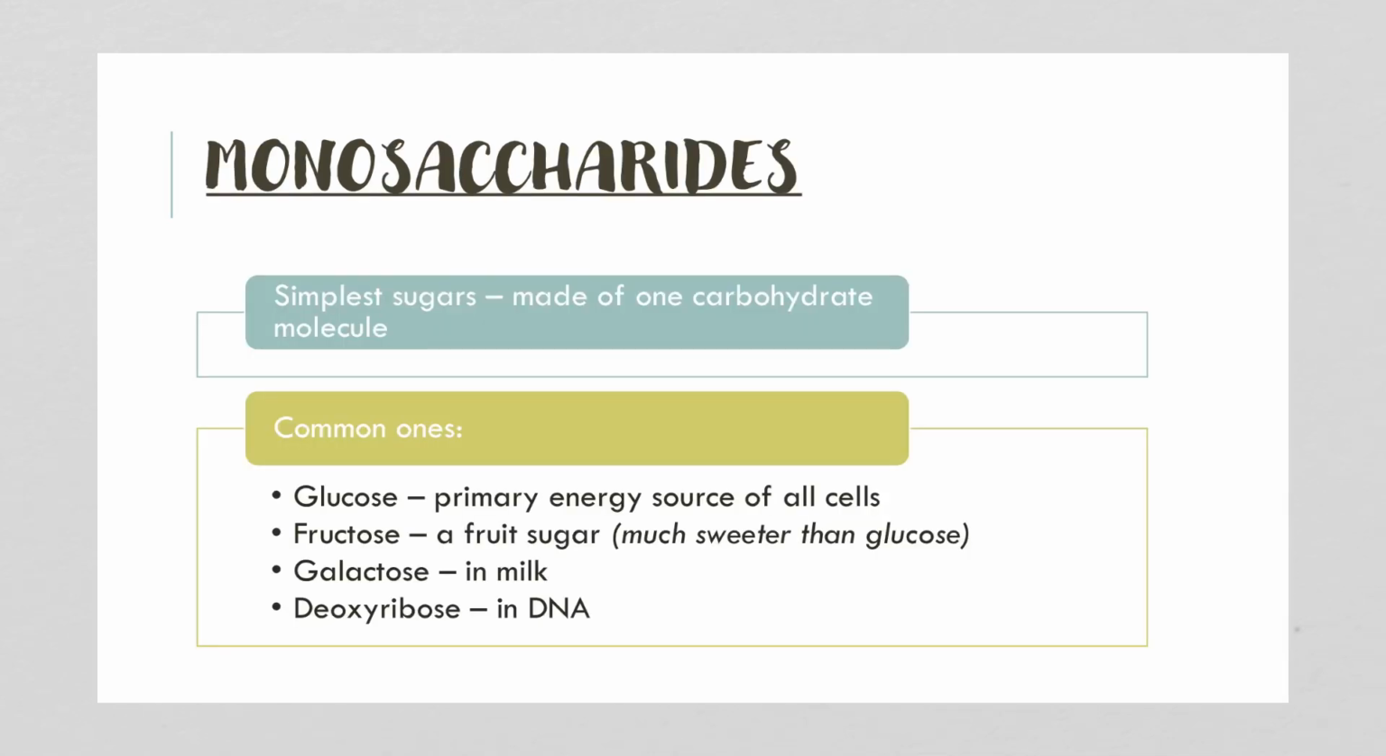So monosaccharides, they're the simplest sugars. They're made of 1 carbohydrate molecule. The most common ones, and the ones that you'll probably hear referred to over and over again in our unit would be glucose, which is the primary energy source of all cells. Fructose, which is a fruit sugar, so it's found in fruit. It's much sweeter than glucose, which makes fruit sweeter. Galactose is found in milk. Deoxyribose is found in DNA.